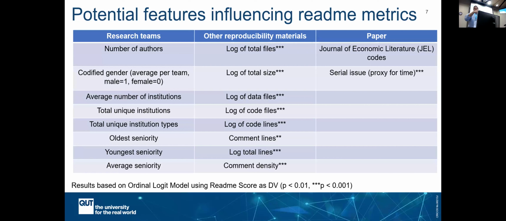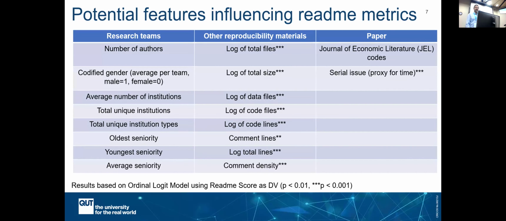After doing the whole exercise of assigning a metric to all the README files in the corpus, I ran some ordinal logit models to establish if these factors influence differences in the levels. I couldn't find any research team factors that are statistically significant, but other reproducibility materials, such as the number of files delivered or some features of the code, for example, how many comment lines or the comment density with respect to the total number of lines, are all statistically significant and positively associated with the quality of the README files.